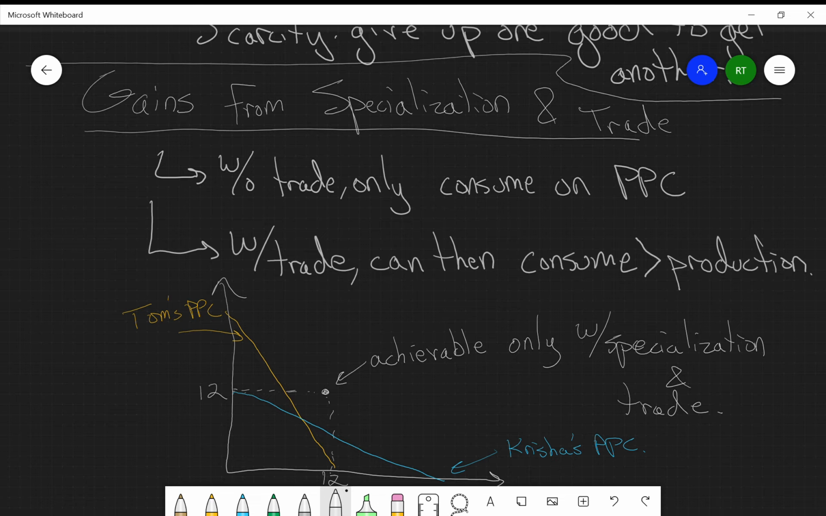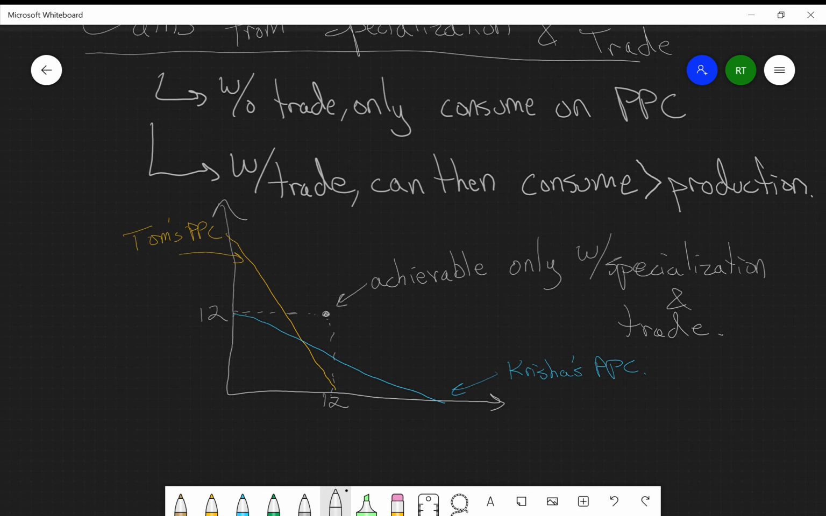So this is our individual, person or company or whatever family production possibility curve kind of analysis, right? What if we zoom out and take a look at the production possibility curve for an economy?